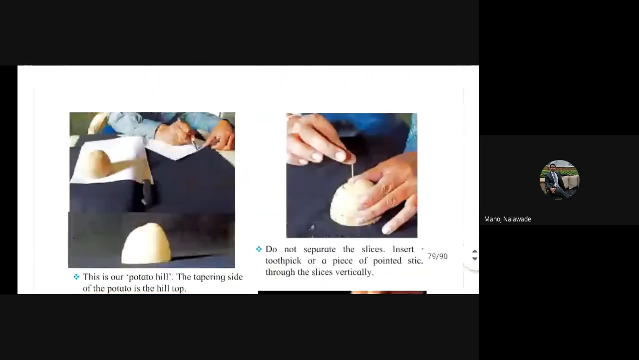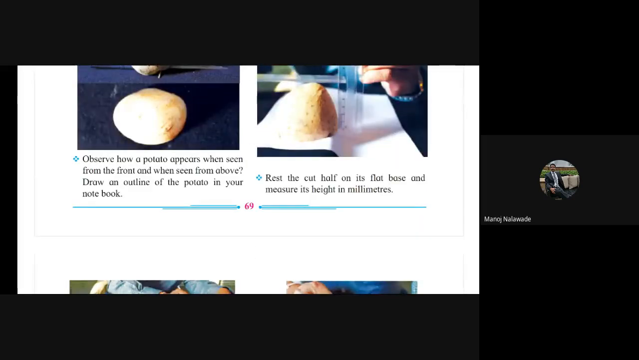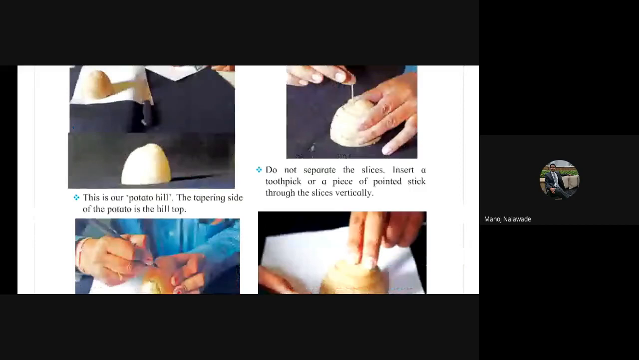So basically, we are considering this potato as a hill. When we cut the potato and the flat face rests on the paper, it will look like a small hill. It is of irregular shape also. That's why we are choosing an irregular shape, because whatever hills and mountains we look at outside are of irregular shapes. So we are going to represent that potato height on the map or on the paper.